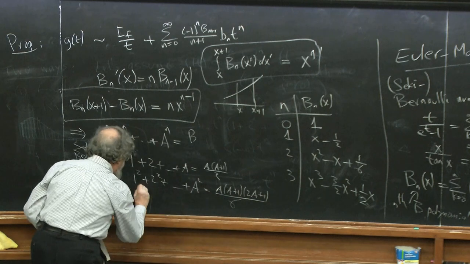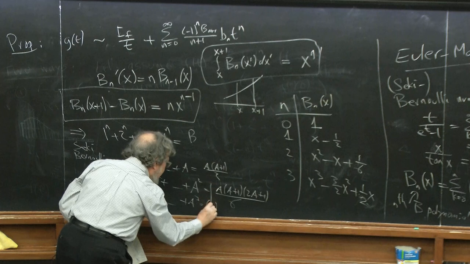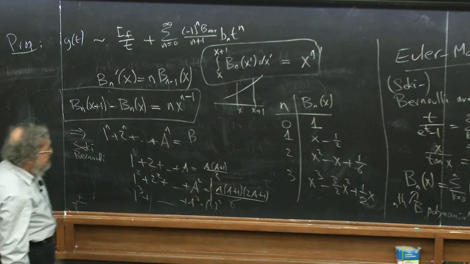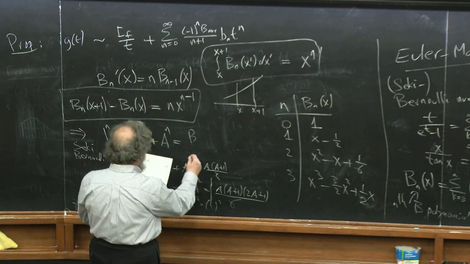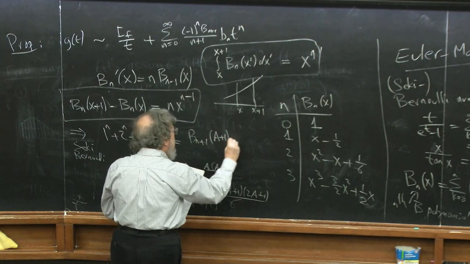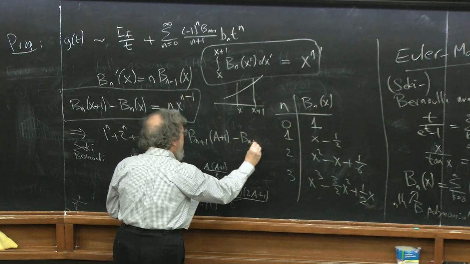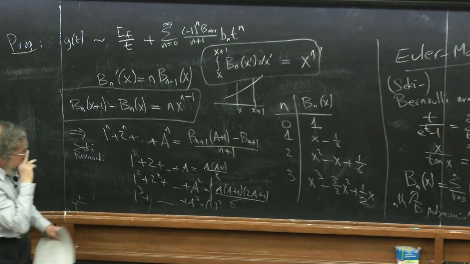And if you take the sum of the cubes, then you get the square of a times a plus 1 over 2. But for each power, there's a polynomial. And that polynomial, I started to write it here, is the n plus first Bernoulli polynomial of a plus 1 minus its constant term, which is b n plus 1, and then divided by n plus 1. And that just follows from this by summing it up.